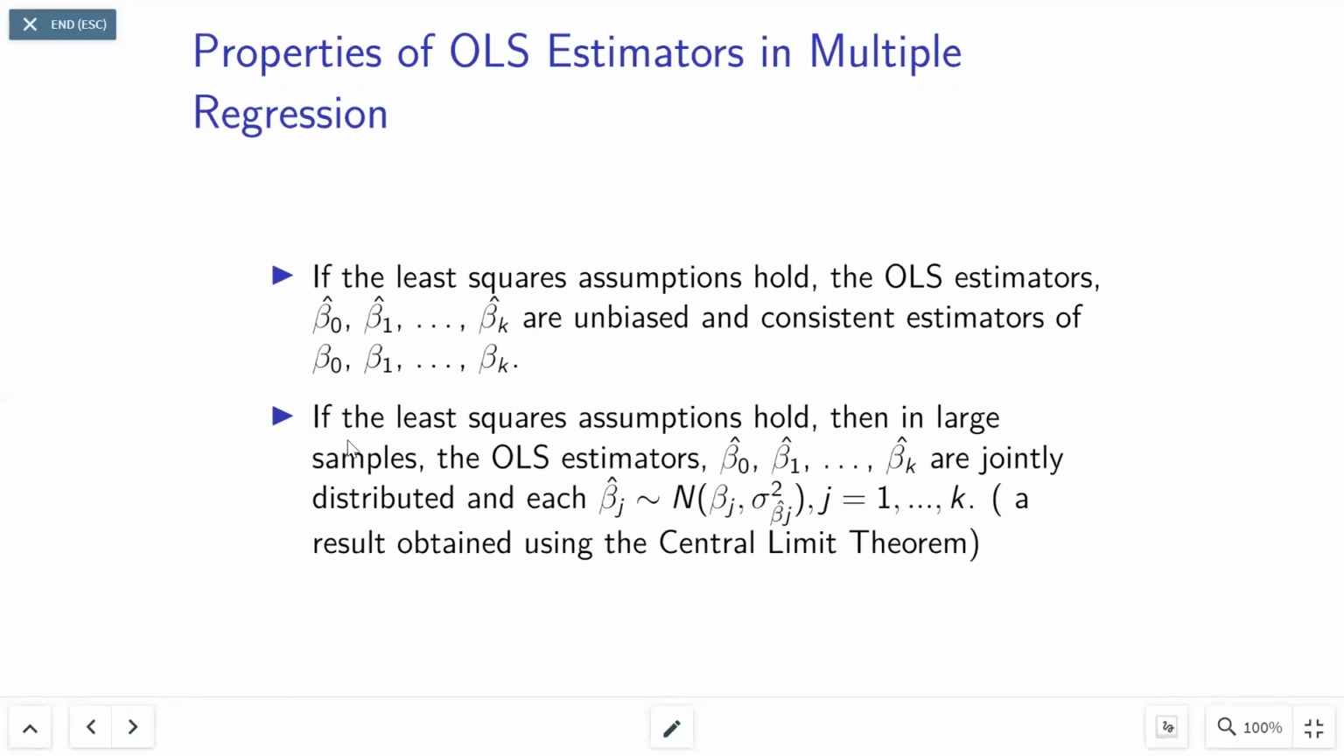Additionally, if the four assumptions hold, we can assume that the OLS estimators in large samples follow a joint normal distribution, which enables us to do hypothesis tests to draw inferences on the betas.